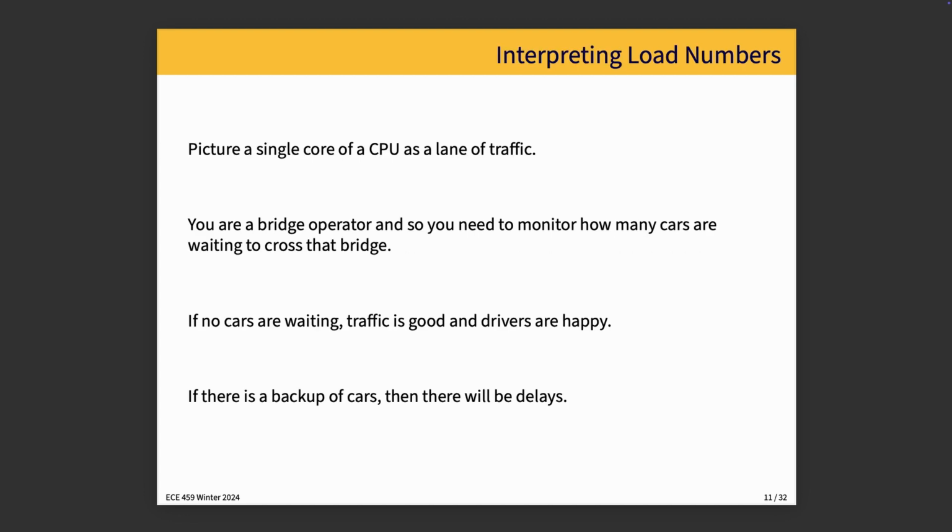How to interpret these numbers? Picture a single core of the CPU as a lane of traffic, and you're a bridge operator, so you need to monitor how many cars are waiting to cross the bridge. If there's no cars, traffic is good and drivers are happy, but if there's a backup of cars, then there will be delays.